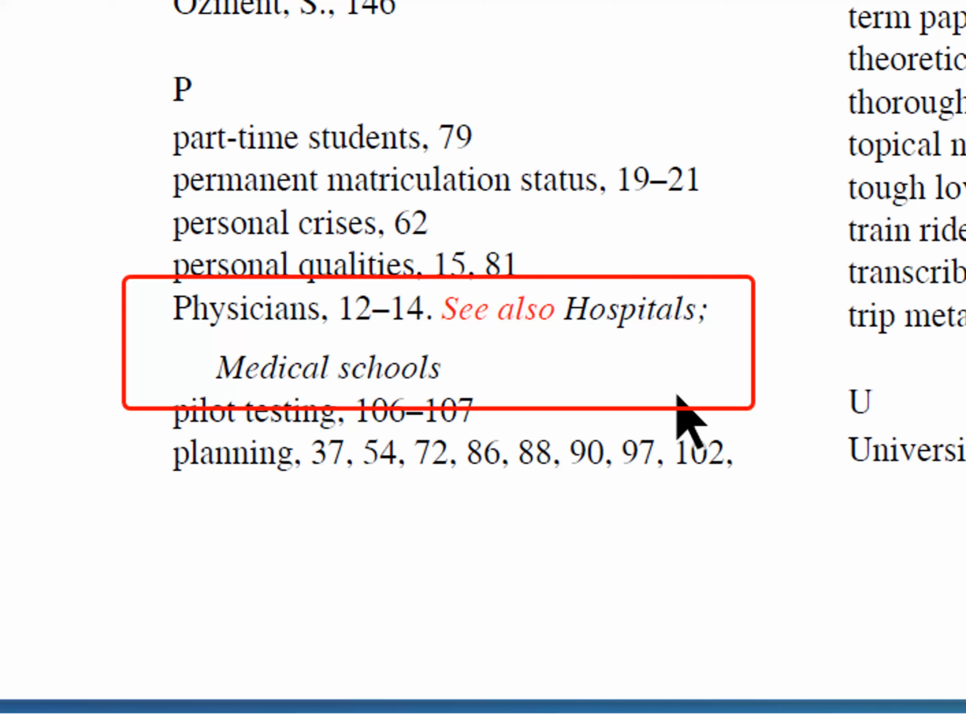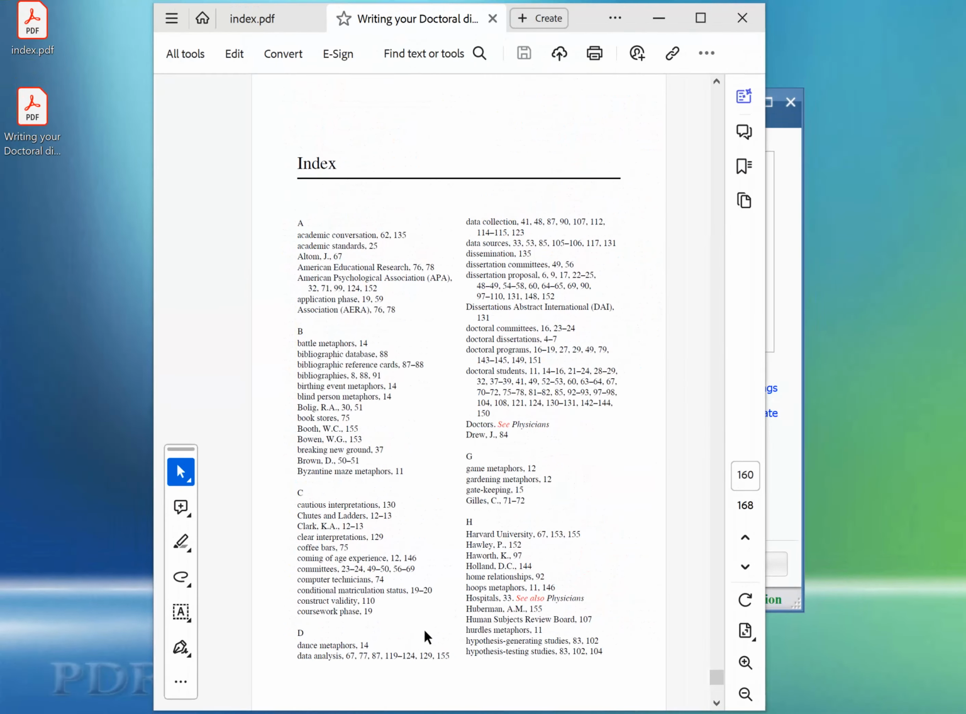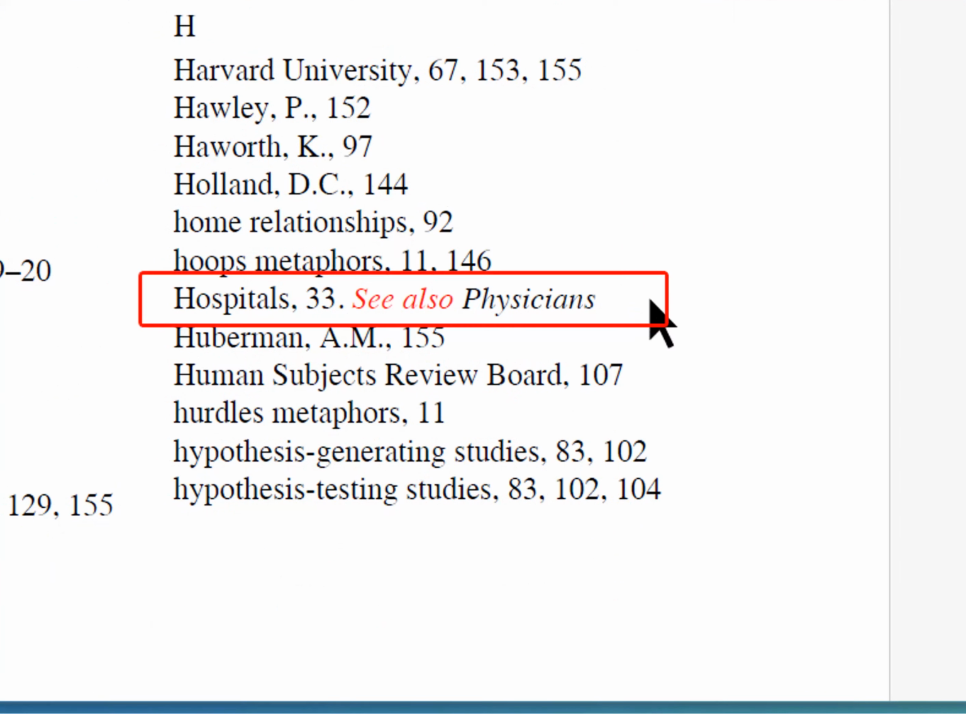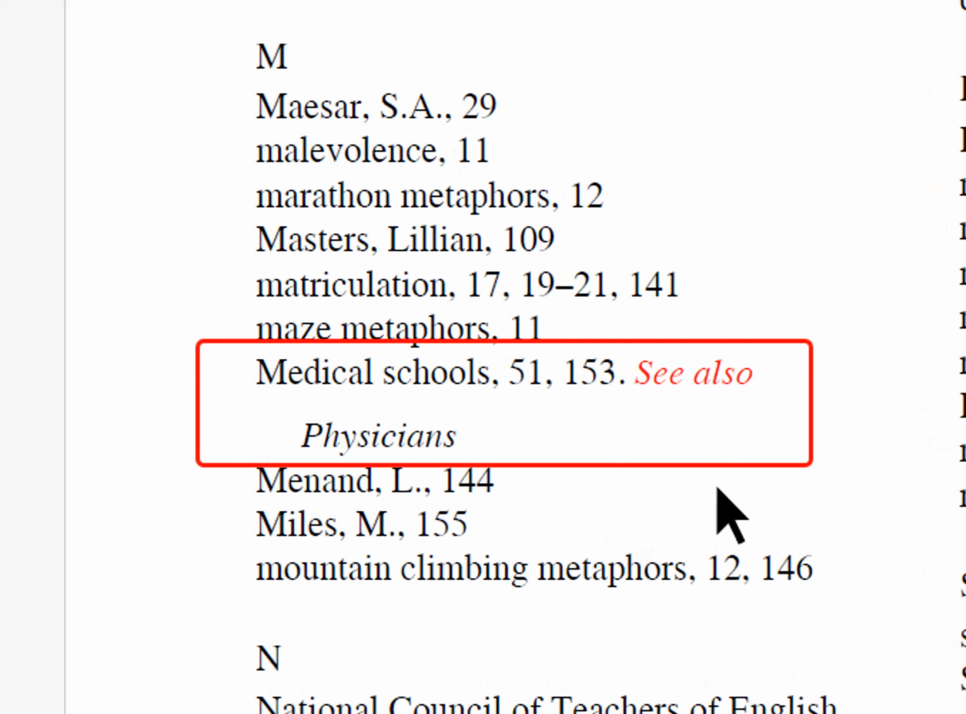Let's see how it works by checking the two terms it references. First, we have the term hospitals. You'll notice it points back to the physicians term, just like we expected. Next, we have medical schools. It also points back to the physicians term. The bidirectional cross-references are working just as they should.